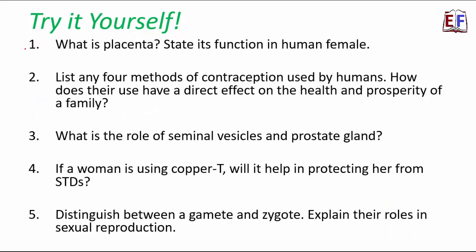What is placenta? State its function in human female. As I've mentioned, placenta is one of the important topics. In fact, we have seen that in almost every alternate year, questions related to placenta have appeared on the question paper. List any 4 methods of contraception used by humans. How does their use have a direct effect on the health and prosperity of a family? What is the role of seminal vesicles and prostate gland? If a woman is using copper T, will it help in protecting her from STDs, that is sexually transmitted diseases? Distinguish between a gamete and a zygote. Explain their roles in sexual reproduction.